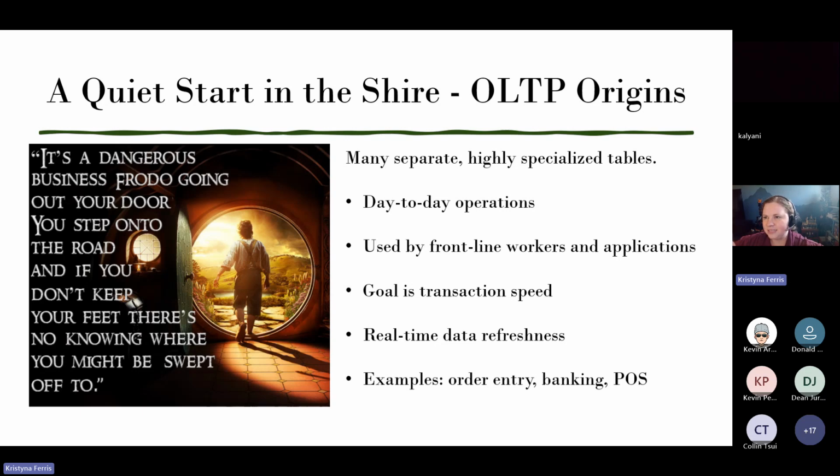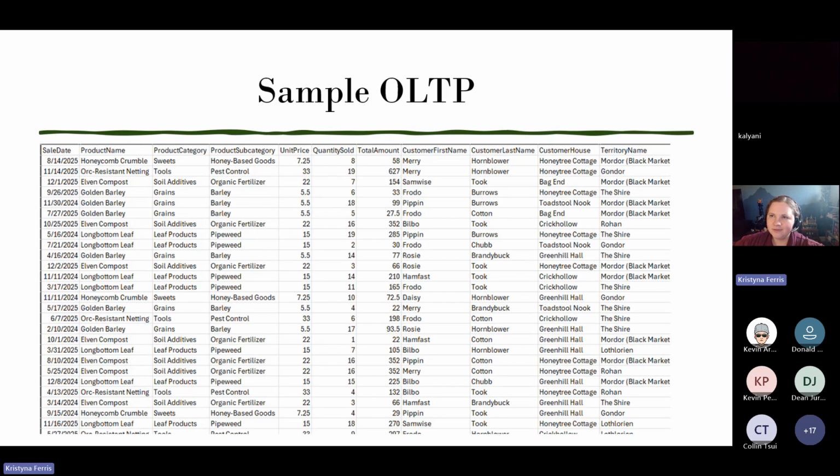One example of that is order entry or banking. Like I said, point of sale systems. POS in this case means point of sale. I know it can be confusing, but essentially what we're talking about is line level data. So just to show you an example, this is a sample OLTP data set of what it will look like. And this is actually the one we're going to use today.